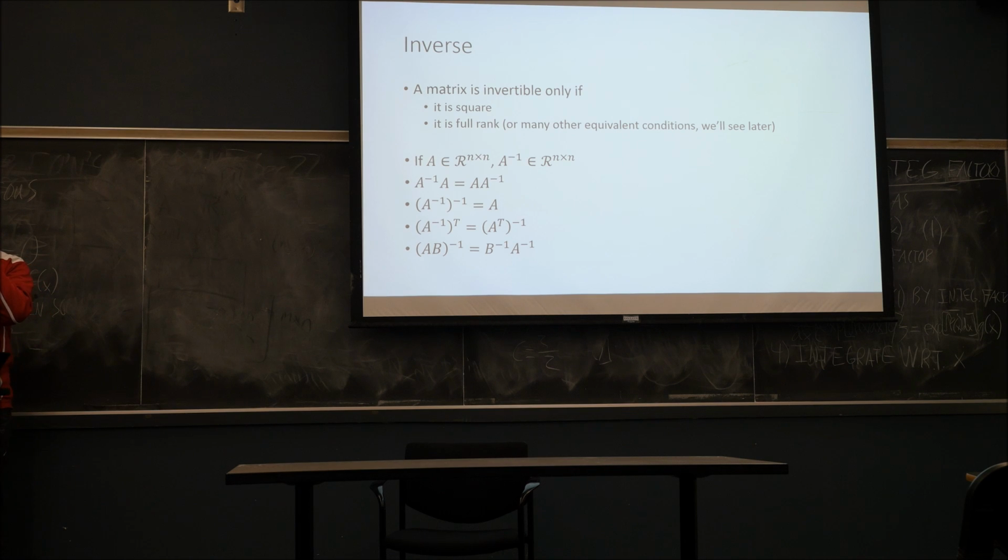So the inverse. A matrix is invertible only if it's square. For a rectangular matrix, there is something called the pseudo-inverse, but the pseudo-inverse is not the inverse. And the matrix is invertible only if it's full rank, but there are many other equivalent conditions. We'll see that later. So if A is n times n, A inverse is n times n. A inverse A is equal to A A inverse, and the inverse of A inverse is again A. And A inverse transpose is A transpose inverse. These are all properties you're going to use in the future.